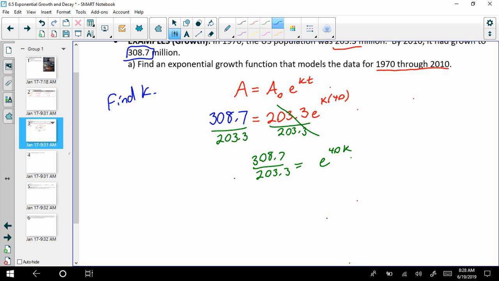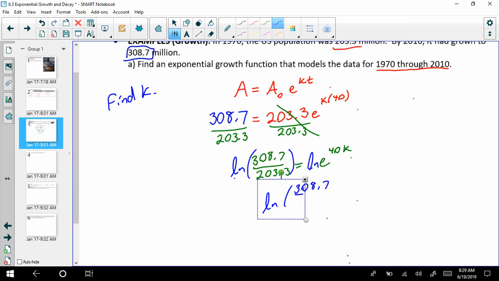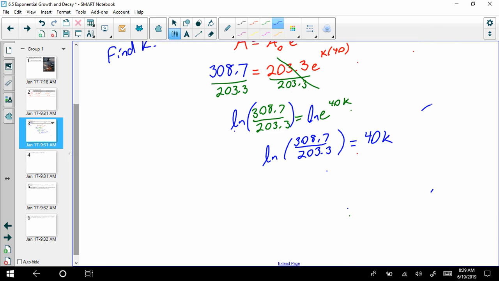Well, the next thing that has to happen is I need to get rid of the e. What cancels e? We know we can take the log of both sides. I'm going to take the natural log of both sides. Again, I'm not going to use a calculator yet. I want to wait till the very end to put all of this information in. Now on the right side, natural log and e cancel, so I would just have 40k left. And the last step to get k alone would be to divide by 40.